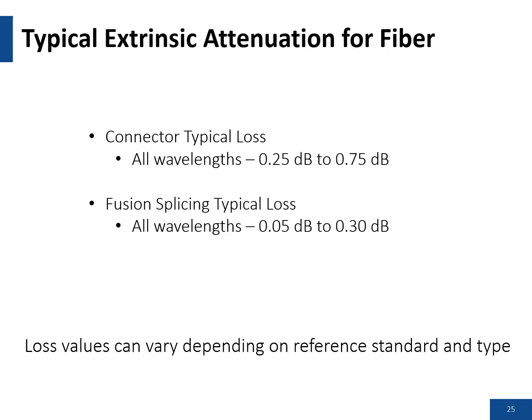And the values for things like the connectors and the fusion splicing, they range across all wavelengths. Connector losses are somewhere in the 0.25 dB to 0.75 dB range, and beyond that a connector is considered going lossy or being very bad. Fusion splice loss values are somewhere in the neighborhood of 0.05 to 0.3 dB. Again, these loss values can vary depending upon the reference standard and the type of splicing, for example mass fusion versus single fusion, as well as indoor cable versus outdoor cables.